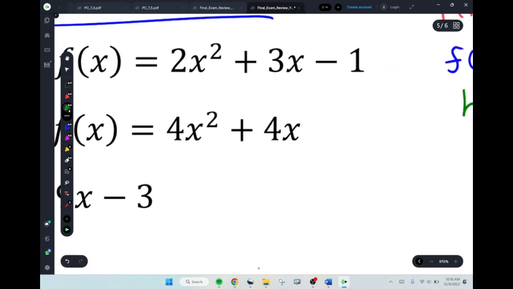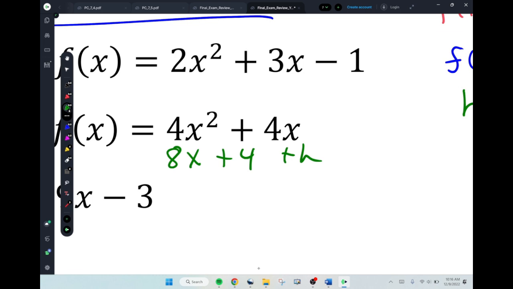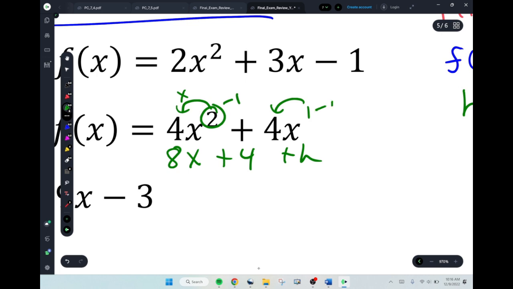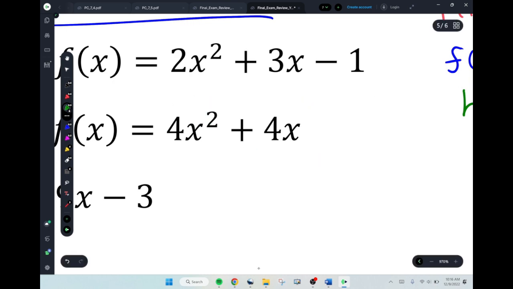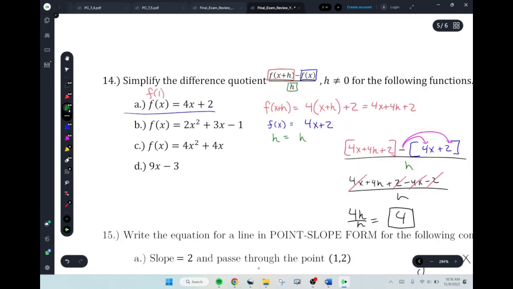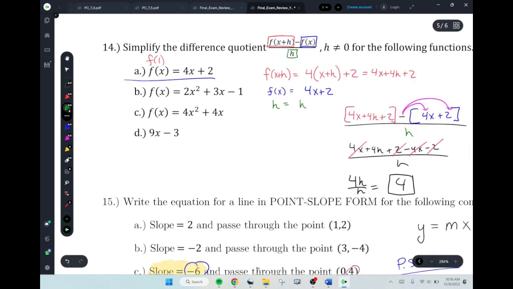You'll get good at doing it without writing it all out. For instance, if I plug this into that formula, I'm going to get 8x plus 4 plus h. I know for a fact, because you multiply this by that, and then subtract 1, and then do the same thing here. There's 1 times 4 gives you 4, and then subtract 1 gives you 0. So you'll get good at that, but if you don't remember that, you can plug it in this long formula, and it works too.